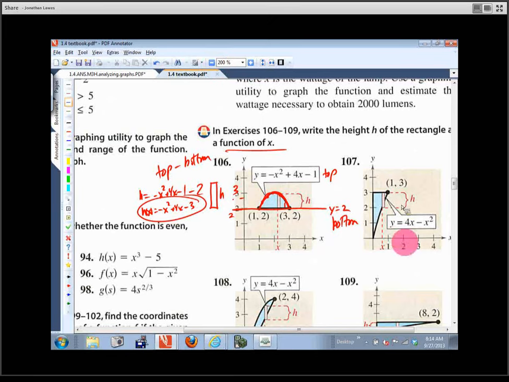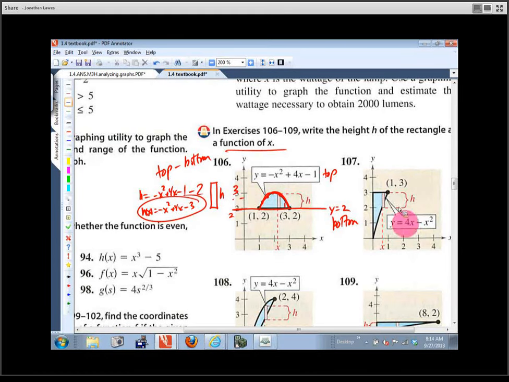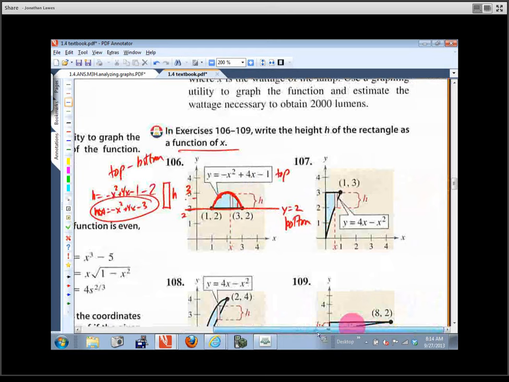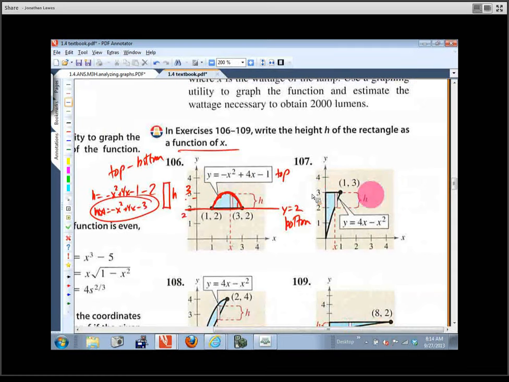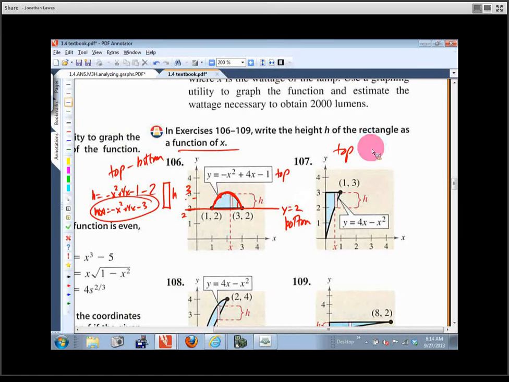Okay, take a look at 107. What's the top here? Y equals 3. What's the bottom? Y equals 4x minus x squared. So if I did top minus bottom, I'd do 3 minus this stuff here. You'd have to be a little bit careful, because you'd have to put the 4x minus x squared in parentheses. Very good.